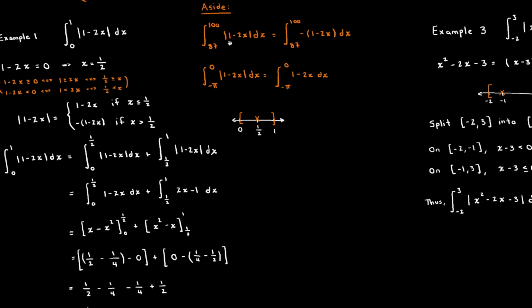So I can replace the absolute value of 1 minus 2x with just minus 1 minus 2x, right? And then this is just a polynomial, you can integrate using the power rule and solve no problem.